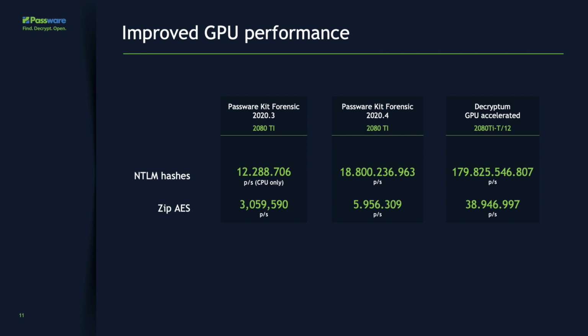Moreover, GPU acceleration of password recovery for zip archives is even greater now. Version 4 recovers Zip AES passwords 40% faster, reaching speeds of 6 million passwords per second on an NVIDIA 2080 Ti GPU. Decryptum, with 12 NVIDIA 2080 Ti's, is over 280% faster, processing up to 40 million Zip AES passwords per second.